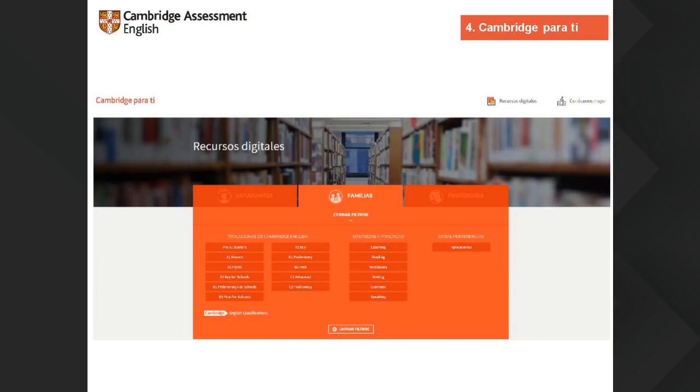Then you will have to filter by level and also by the skill or content that you want to practice, and you will have all the resources available there for you. And I think it is great also now, because if parents want their kids to practice a bit more at home, this is in Spanish. It is very straightforward, so they will be able to use it easily.